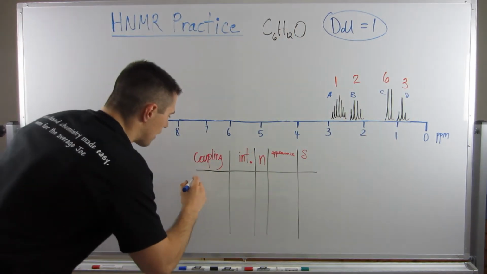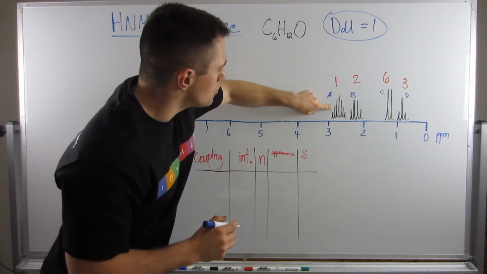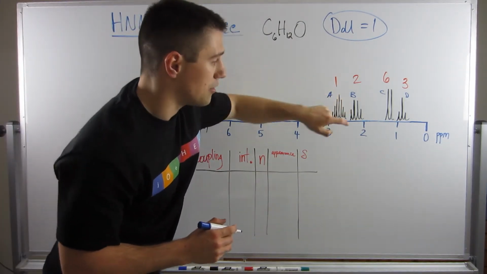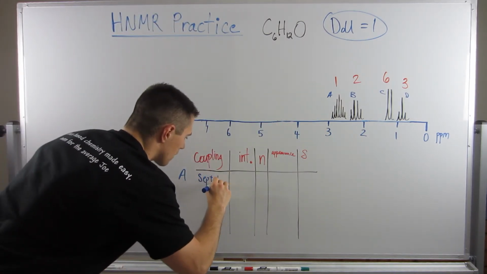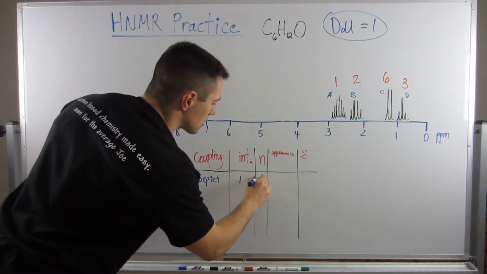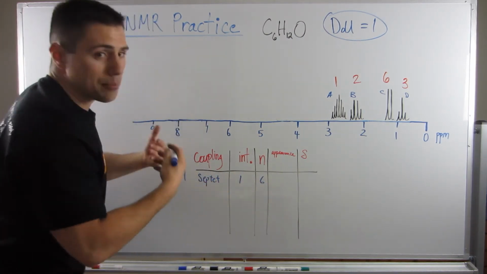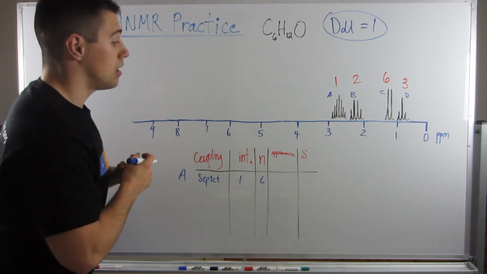Okay. So down here, for peak A, what is my coupling? 1, 2, 3, 4, 5, 6, 7. Okay, it's a septet. Pretty high. So the integration is a 1. My number of neighbors will be 6, right? Because if it's a septet, n plus 1, right? 7. That's how that works. I'm sorry if I'm repeating myself a bunch.